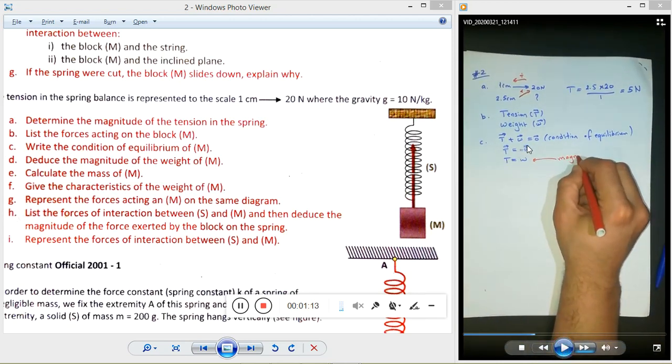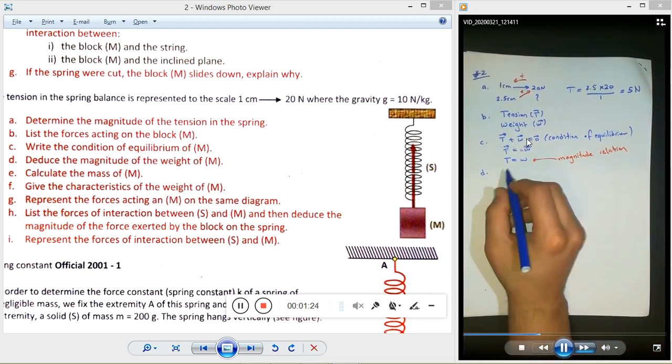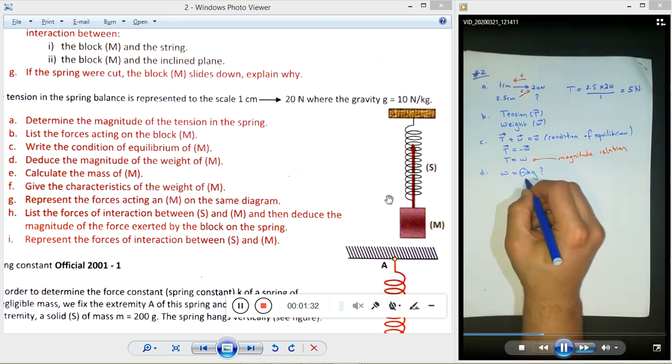The weight here is to the left, the negative sign, the right, sorry. So the magnitude relation is tension equals weight. This is called the magnitude relation. This is the vector relation. Okay, when they ask you to write the relation, you can write these three steps, the vector and the magnitude relation. While part D, deduce the magnitude of the weight.